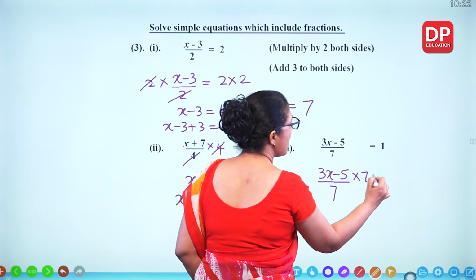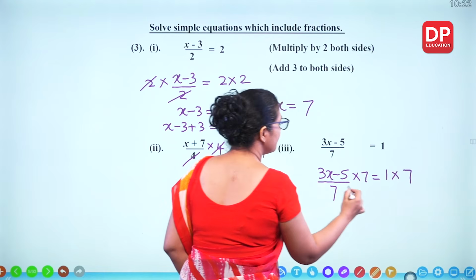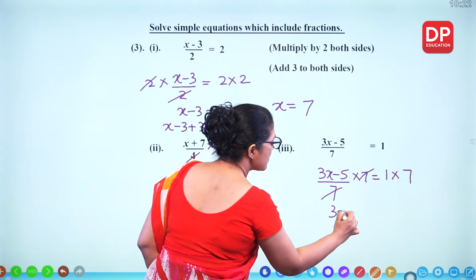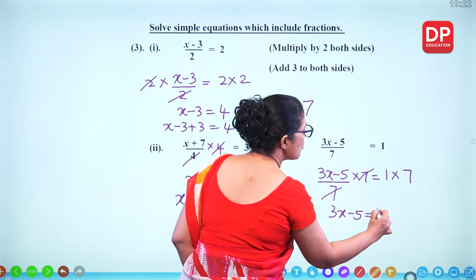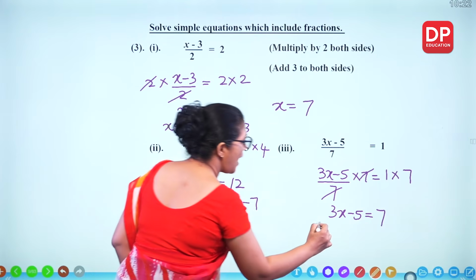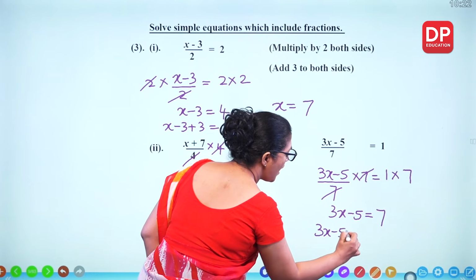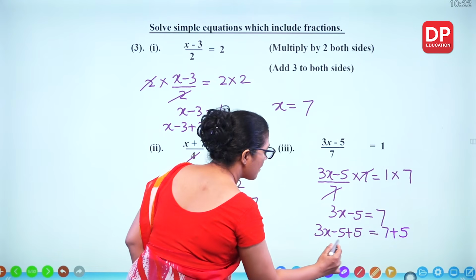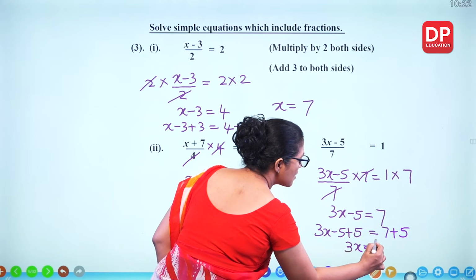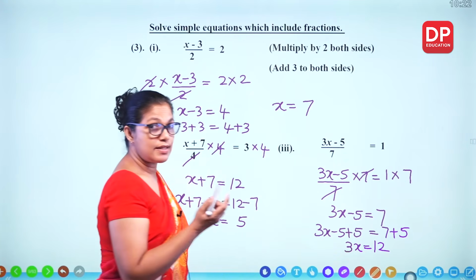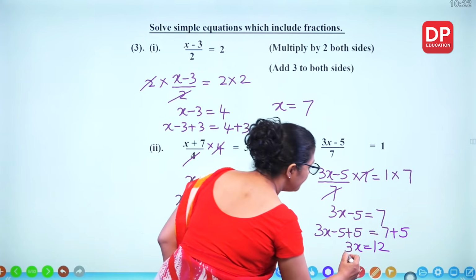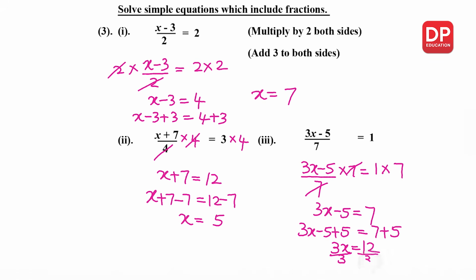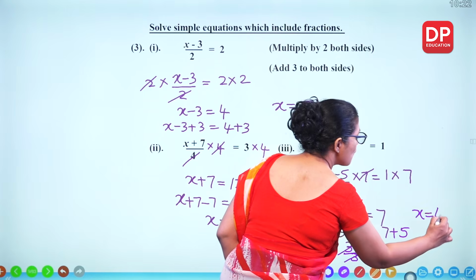This one, 3x minus 5 over 7. Multiply both sides by 7. 3x minus 5 is equal to 1 times 7, 7. Add 5 to both sides. You get 3x equals 12. Divide this by 3, both sides. x you get as 12 divided by 3. That's 4.